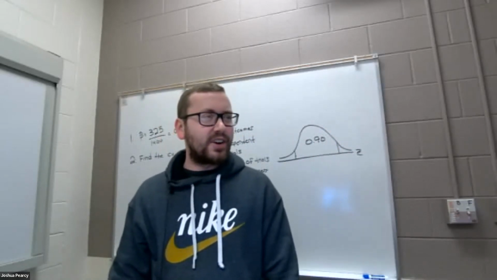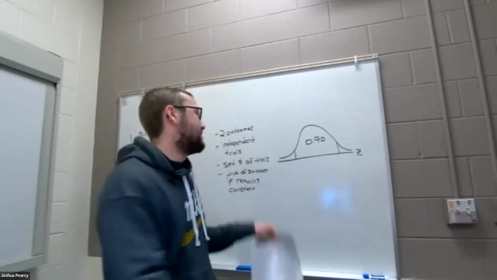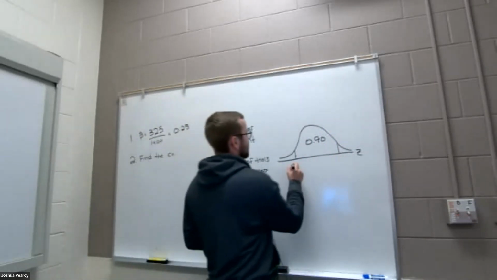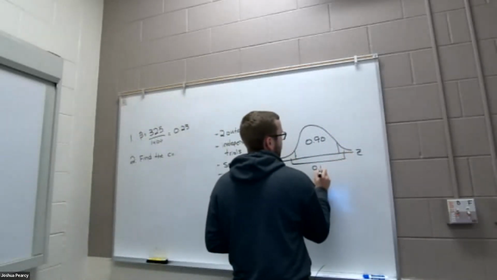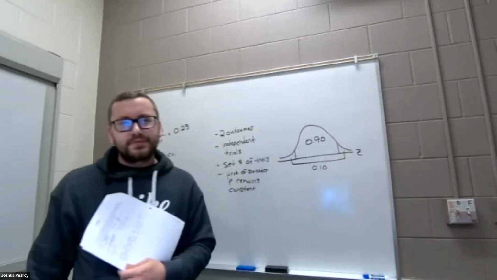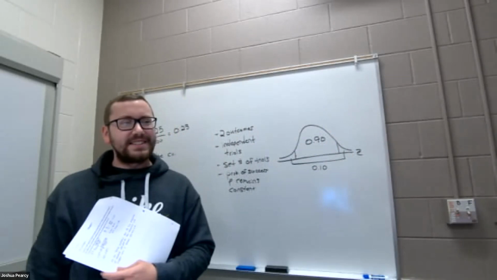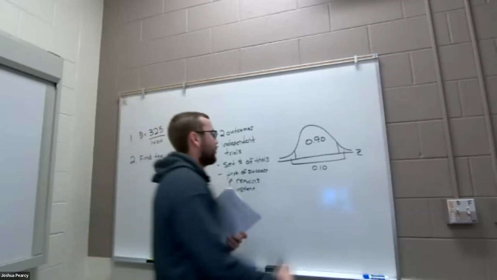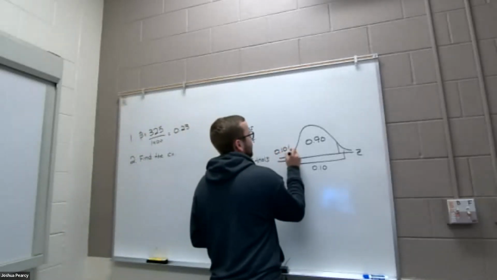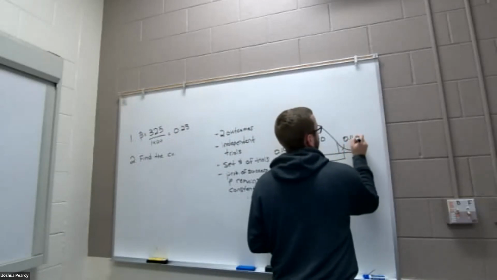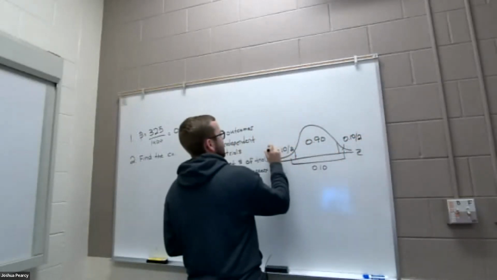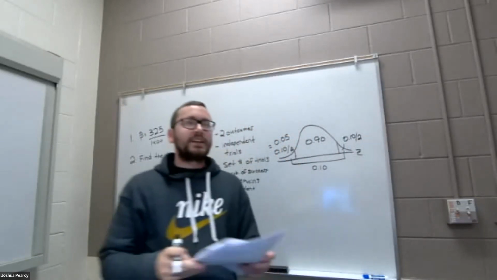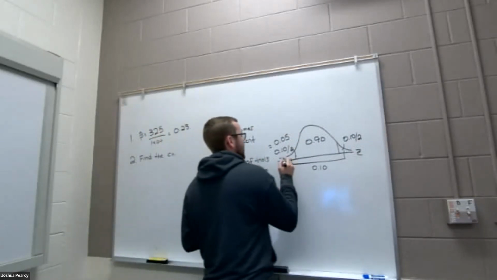So the total area under the curve has to add up to 1. So therefore, these two tails added together have an area of 1 minus 0.9 or 0.1. So I'll do it this way. This plus this, 0.10. So that implies that what area is in each tail? Yeah, 0.05, 0.10 over 2. That implies that the area in this tail right here is 0.05.